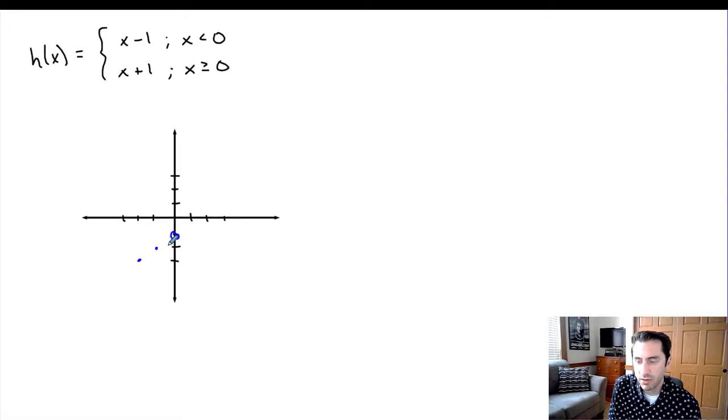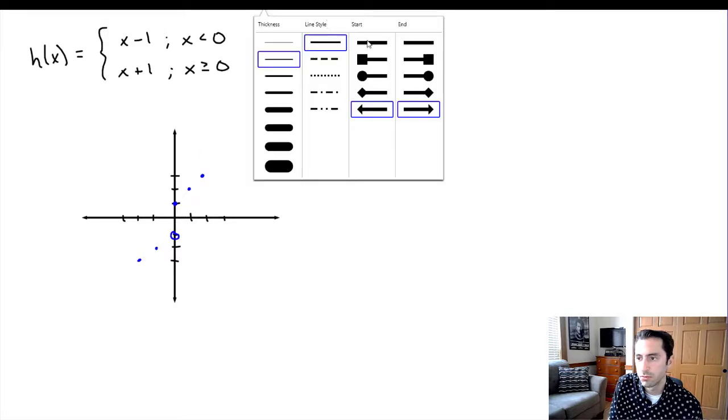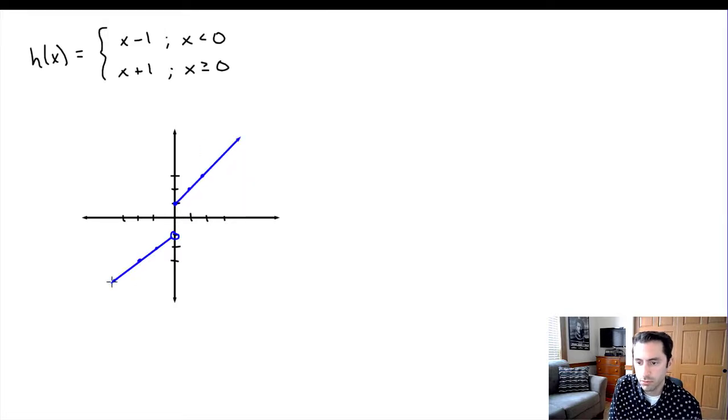And then once we get to 0, we're going to switch to the second equation, which is a line with a y-intercept of +1. In this case, because it does have the or equal to part, we'll use a closed circle for that point, and then we can follow our slope of 1. Okay, so now that we have our graph, let's take a look at a limit question for this.